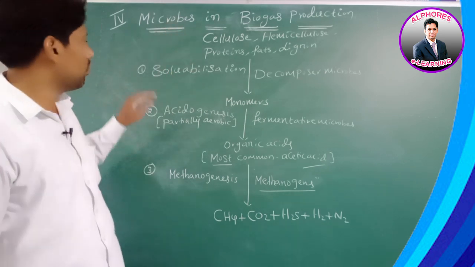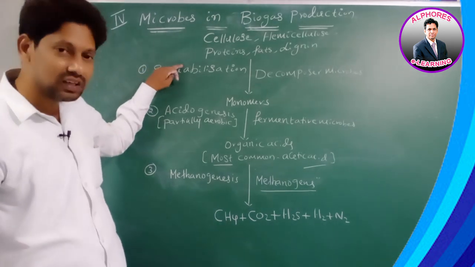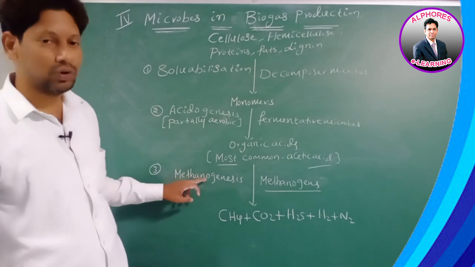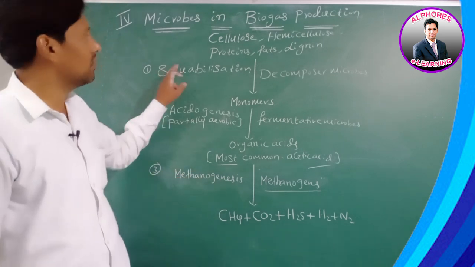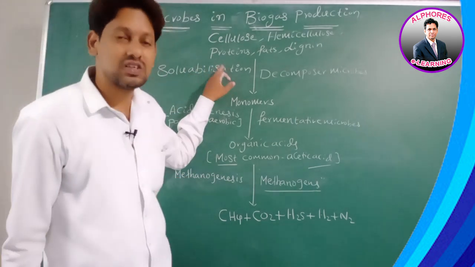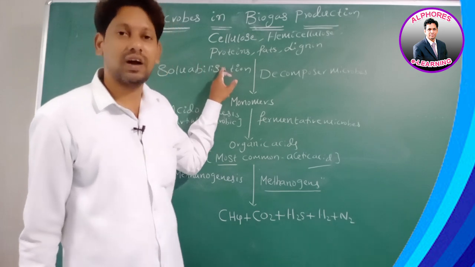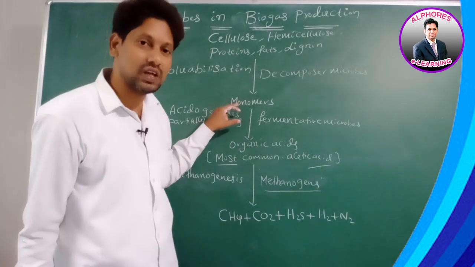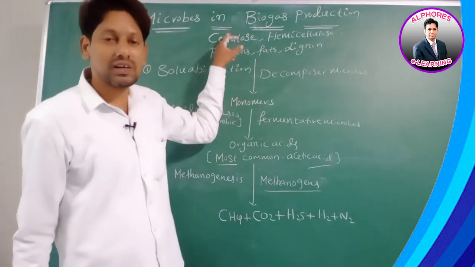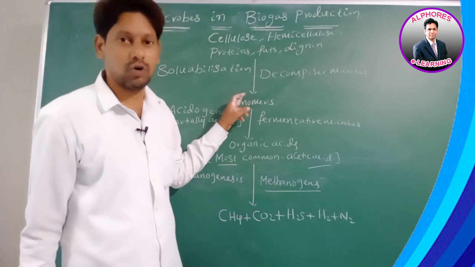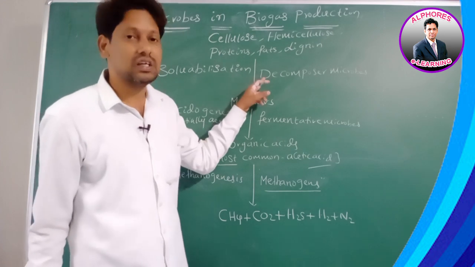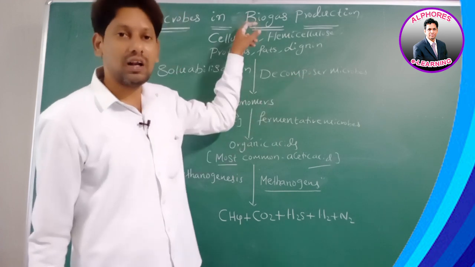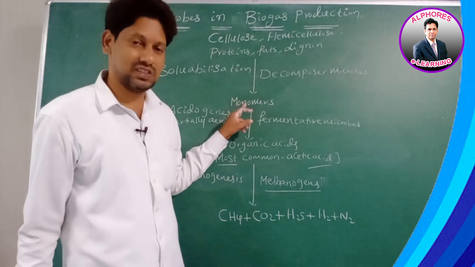Right. Therefore, biogas production involves how many steps? Three steps. What are they? Solubilization, acidogenesis, and methanogenesis. What is the first step? Solubilization. What happens here? Polymers are converted into their monomers by decomposer microbes, converting polymers to their monomers.